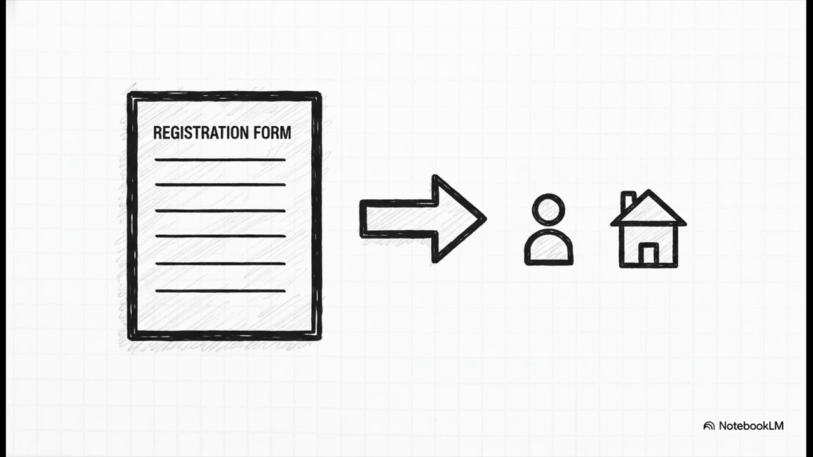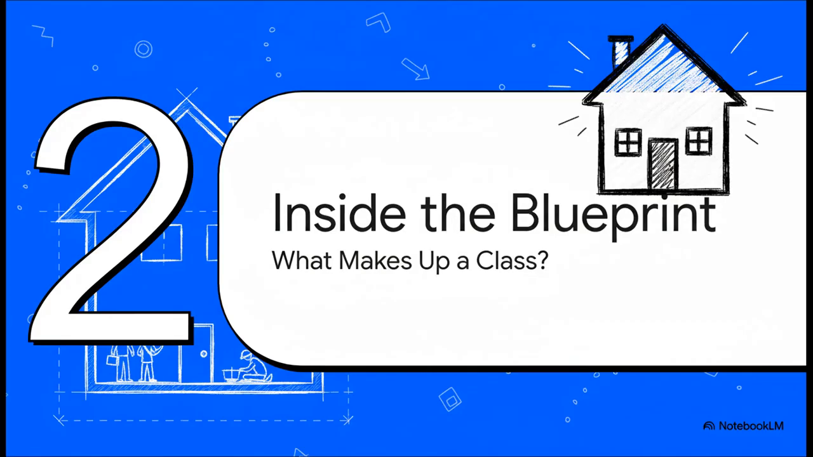Here's another great analogy for you. Think of a class like a blank form you'd have to fill out. Like a registration form. The empty form itself isn't a person, right? But it tells you exactly what information you need to collect to create a record of a person: name, address, phone number, and so on. It just defines the structure. All right, so we've got this blueprint idea down, but what's actually written on it? What are the instructions? Let's zoom in and take a look inside.